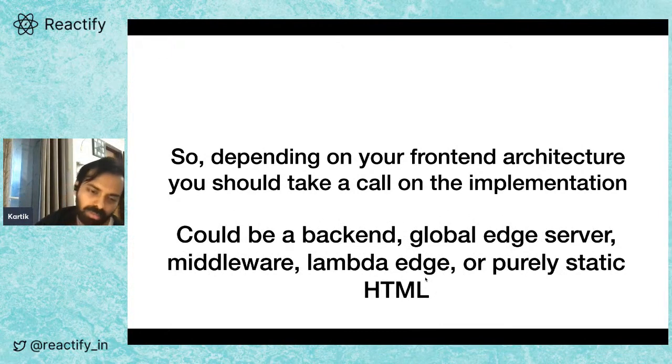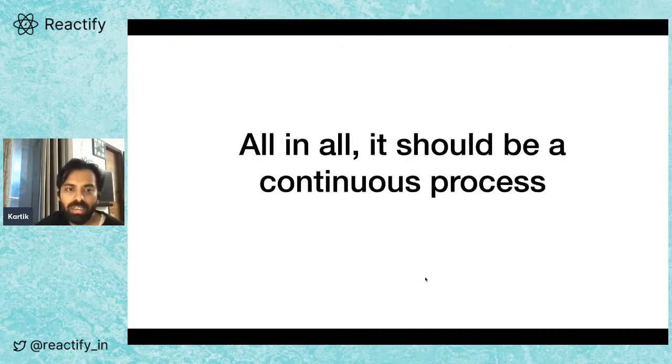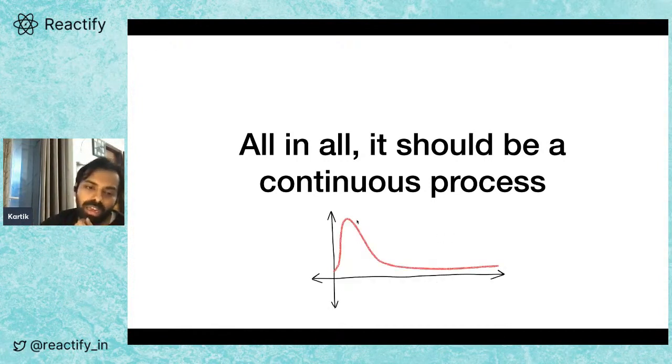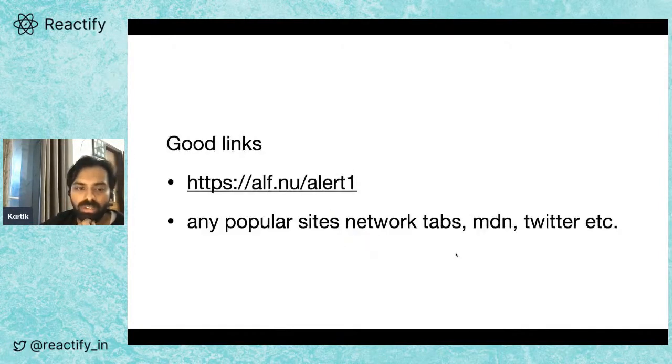We will have different ways in which our website goes online. It could be a proper backend, it could be server-side rendering, it could be a global edge server, middleware, Lambda@Edge, or even purely static HTML. So based on this, you should take a call. All in all, it should be a continuous process. It cannot be just a one-off thing. I agree that initially you're going to have a lot of effort here, but gradually the effort keeps on decreasing. You just keep on updating the policy, and your website will continue to be secure.